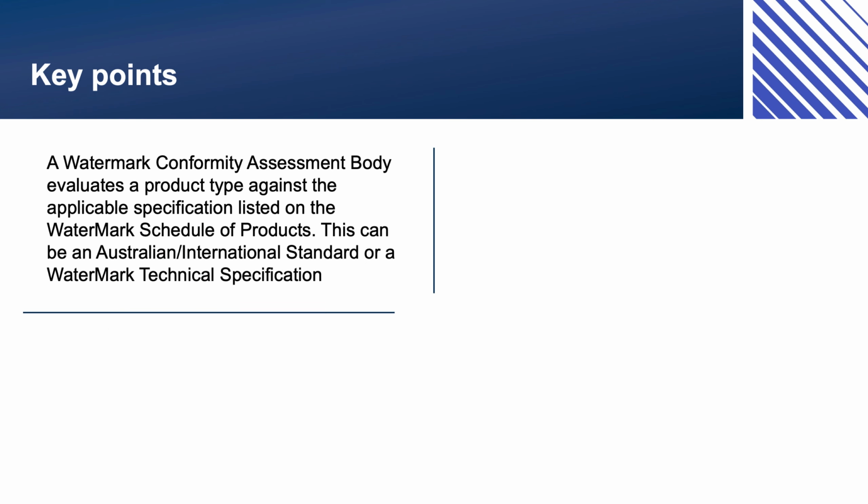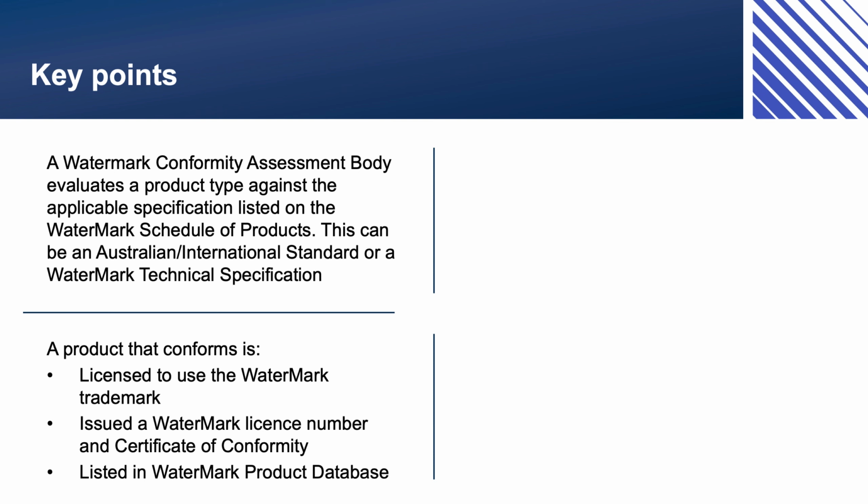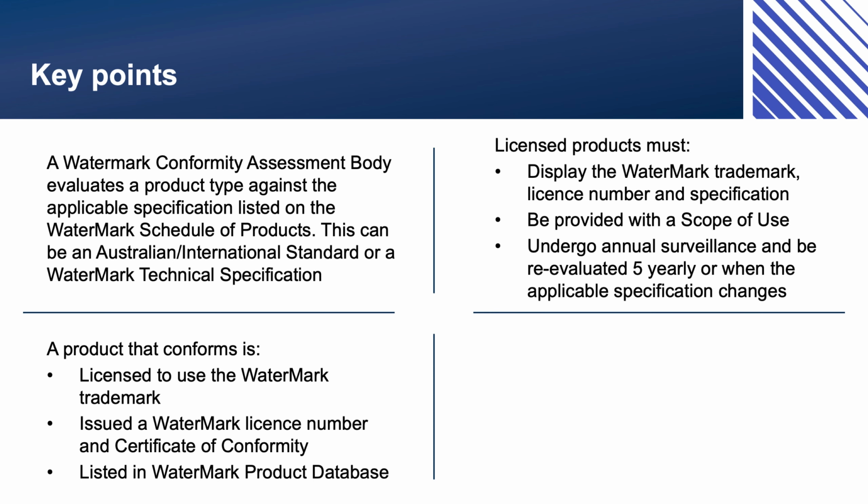The key points from this presentation are: a WaterMark conformity assessment body evaluates a product type against the applicable specification listed on the WaterMark schedule of products. This can be an Australian or international standard or a WaterMark technical specification. A product that conforms is licensed to use the WaterMark trademark, issued a WaterMark license number and certificate of conformity, and listed in the WaterMark product database. Licensed products must display the WaterMark trademark, license number and specification, be provided with a scope of use, undergo annual surveillance and be re-evaluated 5 yearly or when the applicable specification changes.